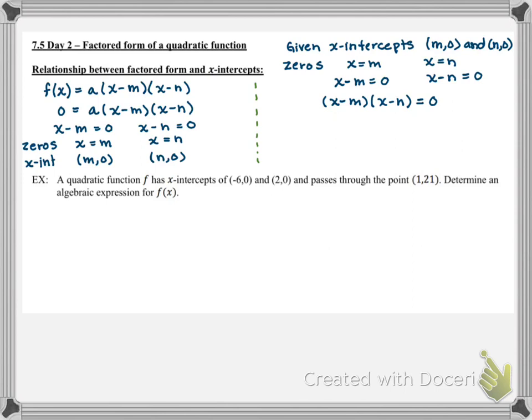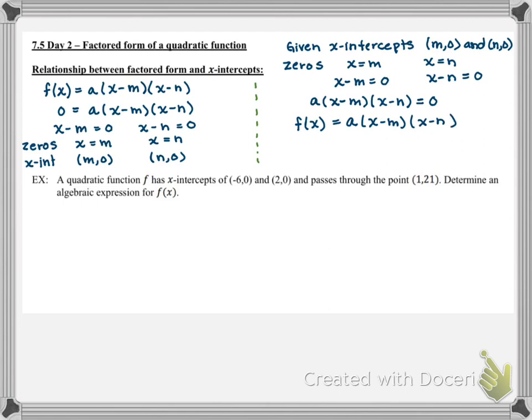So that basically gives me a function that has the zeros m and n. The only thing that can differ is the stretch factor. So I don't know what a is. Because a is a constant, multiplying a by 0 will still be 0. So there's an infinite number of values that a could be that would still make that function have the zeros m and n. So that tells me that my function is f of x equals a times x minus m times x minus n.